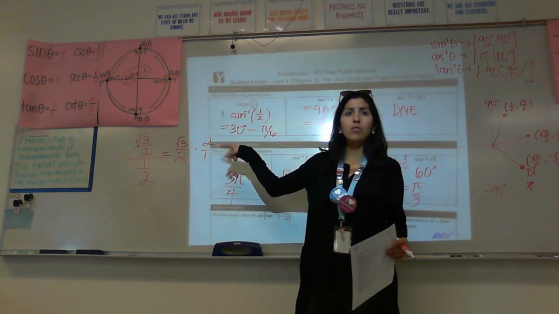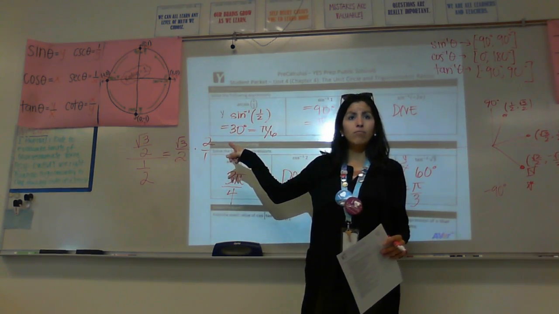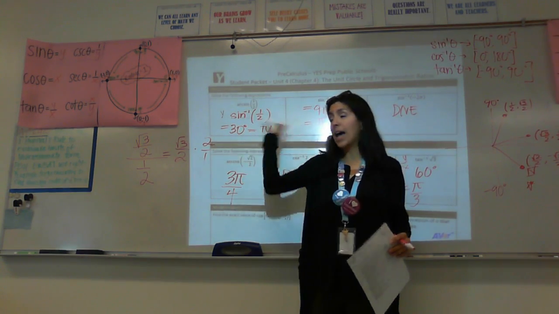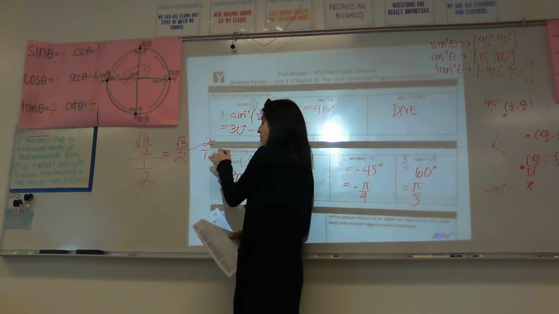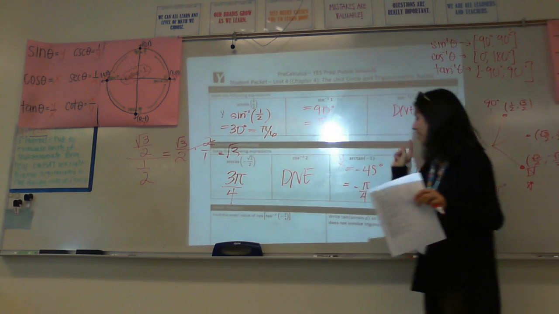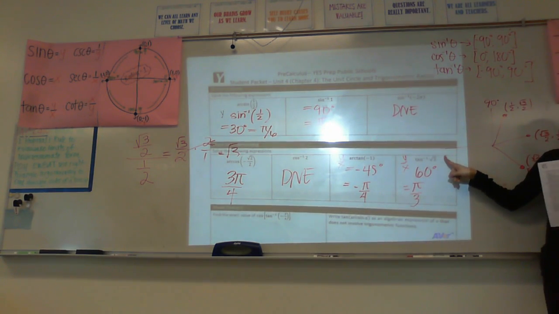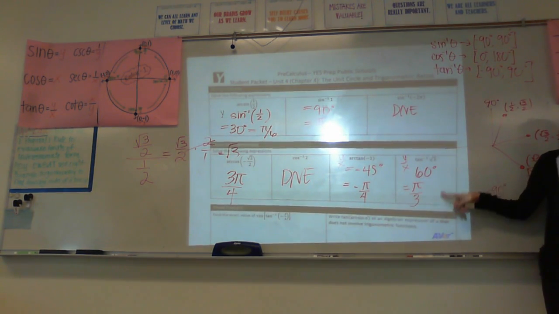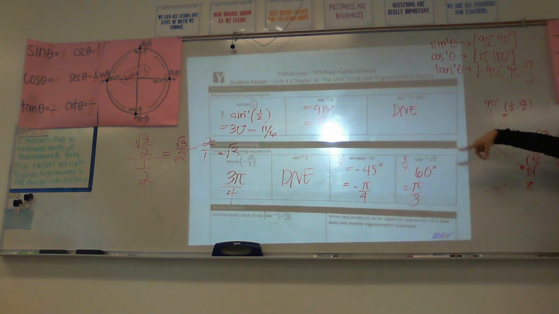What happens? What do I notice on top and bottom? The 2's, yeah? Out of here. When I simplify, I'm left with square root of 3. That was what I was trying to find. So 60 degrees, or pi over 3, is the angle that makes that ratio.